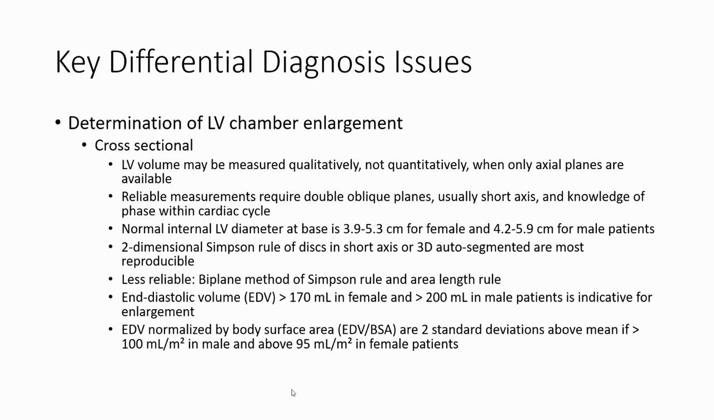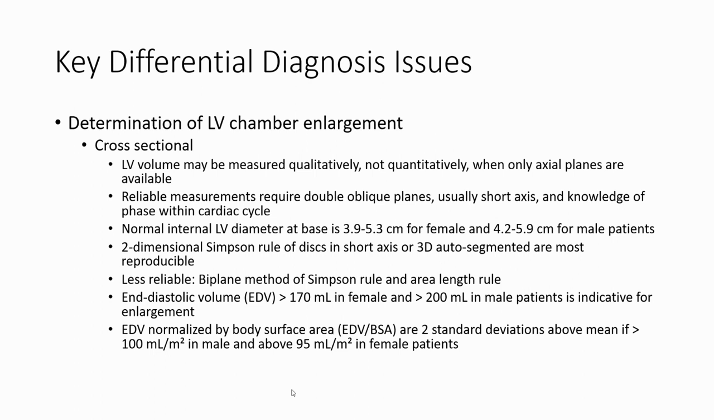And in cross-sectional imaging, left ventricle volume may be measured qualitatively, not quantitatively, when only axial planes are available. A reliable measurement requires a double oblique plane, usually short axis, and knowledge of the phase of the cardiac cycle. Normal internal left ventricle diameter at base is 3.9 to 5.3 cm for female and 4.2 to 5.9 cm for male.